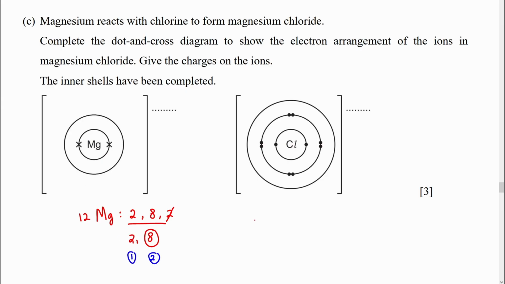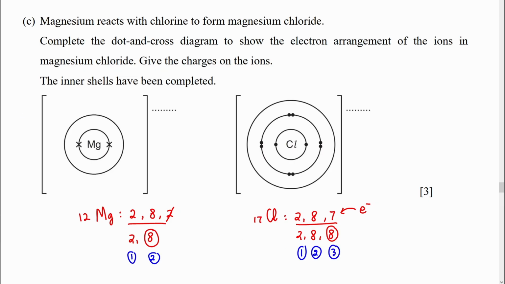Now for chlorine, you will find in the periodic table it's 17. So how we configure this one? 2, 8, 7. Okay, how to make it stable? It's better for you to receive one more electron, and you will become 2, 8, 8. So this is the valence electron, which is already complete, right? So this is the first shell, this is the second shell, and this is the third shell.